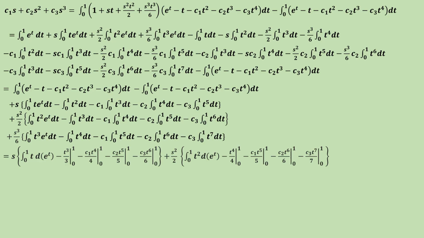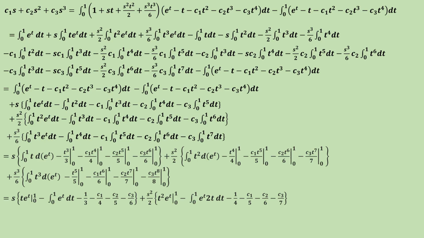Then s cube by 6 term, right, into integral 0 to 1, first term t cube e power t dt can be written as derivative of e power t, then t power 4 integral is t power 5 by 5 minus t power 5 by 5 lower limit 0 upper limit 1, then t power 5 integration is t power 6 by 6 minus c1 t power 6 by 6 lower limit 0 upper limit 1, minus c2 t power 6 integration is t power 7 by 7 minus c2 t power 7 by 7 lower limit 0 upper limit 1, then last one t power 7 integral is t power 8 by 8 minus c3 t power 8 by 8 lower limit 0 upper limit 1.